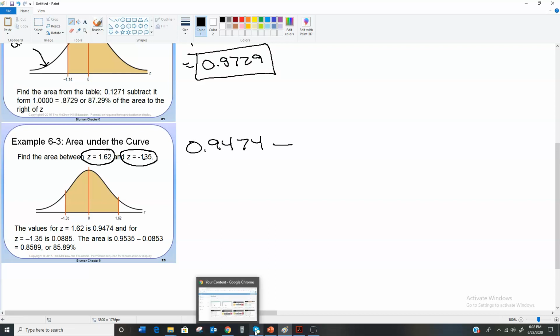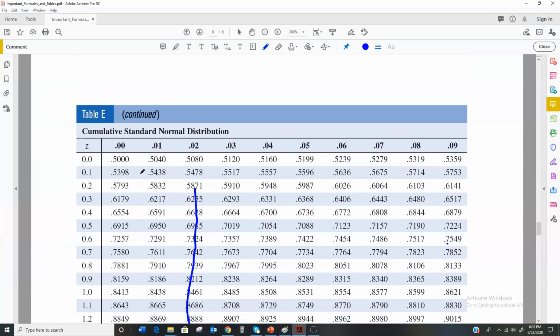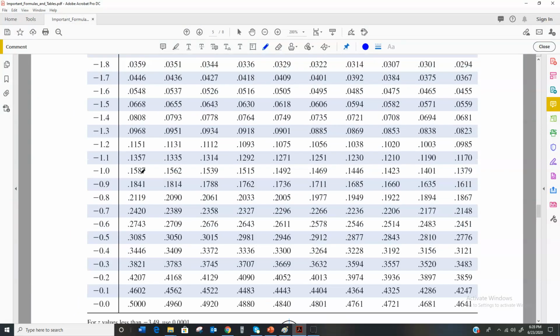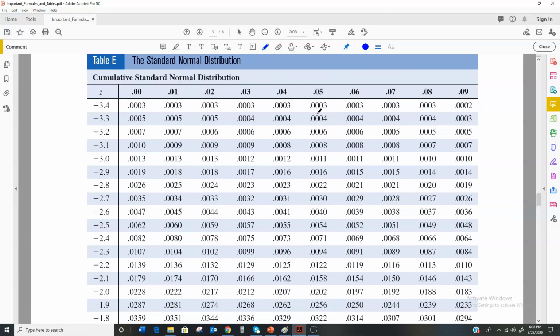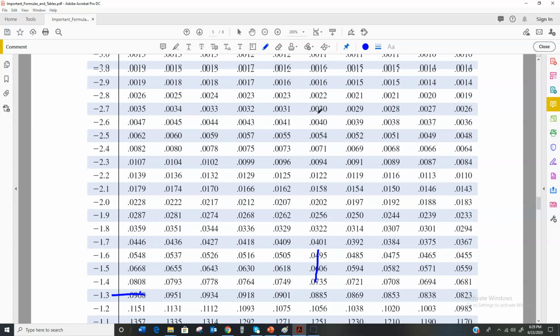So now I need to look up negative 1.35. I'm going to jot it down because I'm notorious for forgetting these numbers. So negative 1.3 is here. And then we're going to go to 5. So this is 0, 1, 2, 3, 4, 5. So if I look up above, I can double check, but that should be 5. Yes, it is.